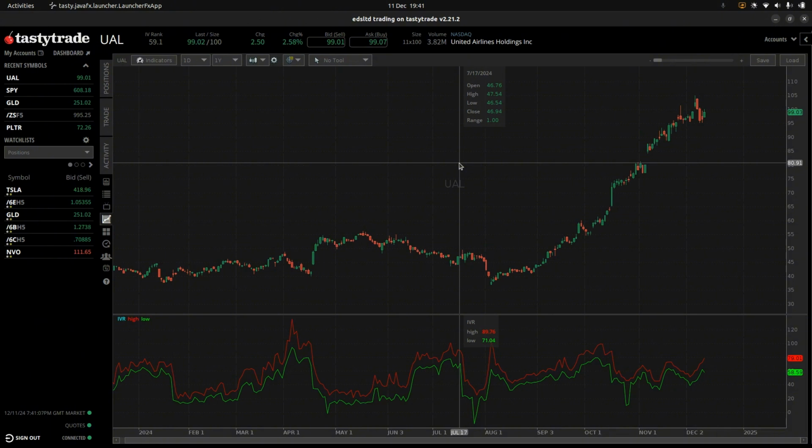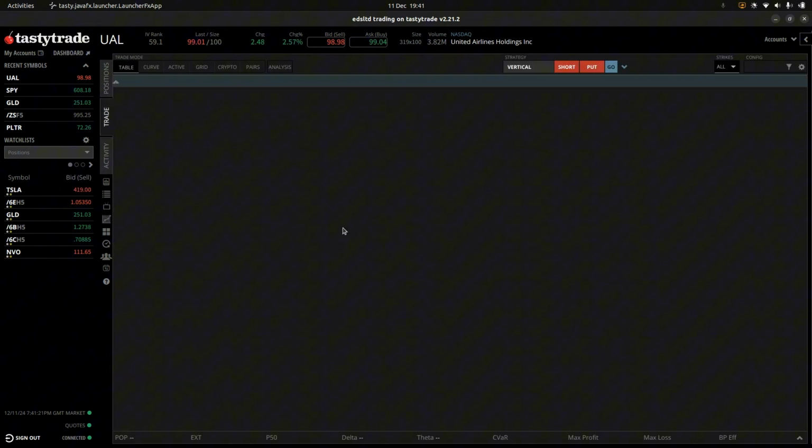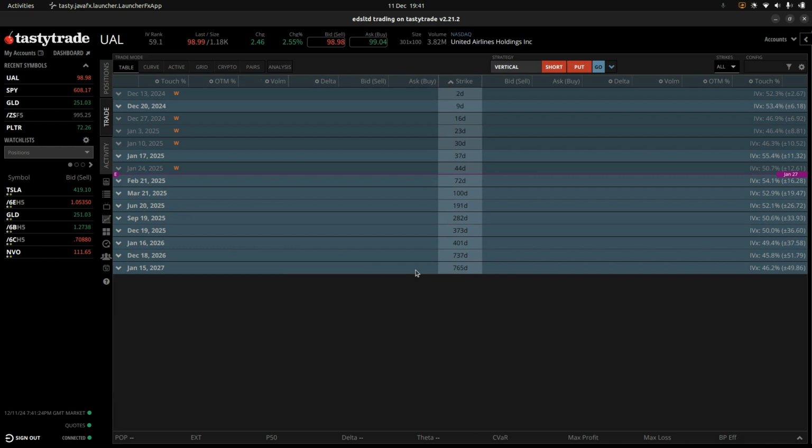So the first thing that we want to do is open up any equities underlying in our brokerage platform. We've got UAL up at the moment. It doesn't matter which one you pick. The purpose of this step is to get a list of expiration dates available so that we can pick one to use when we're mocking up positions moving forwards. Now, all equities have the same expiration date, so it doesn't really matter.